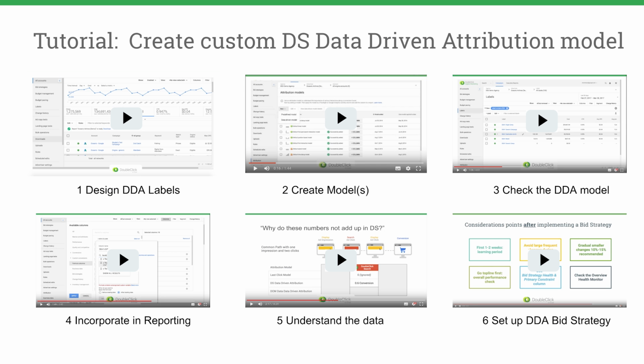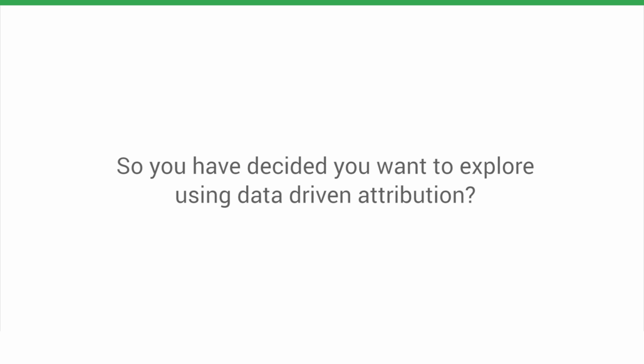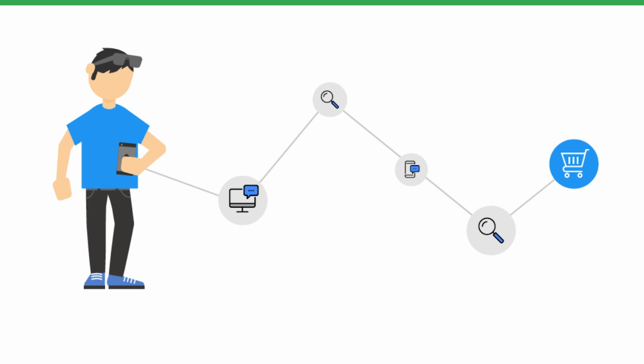Welcome to this first video in a series of 6 on how to create and use a custom cross-channel data-driven attribution model in DoubleClick Search. So you have decided you want to explore using data-driven attribution. DS DDA uses Shapley values to determine conversion credit for each click in the path.